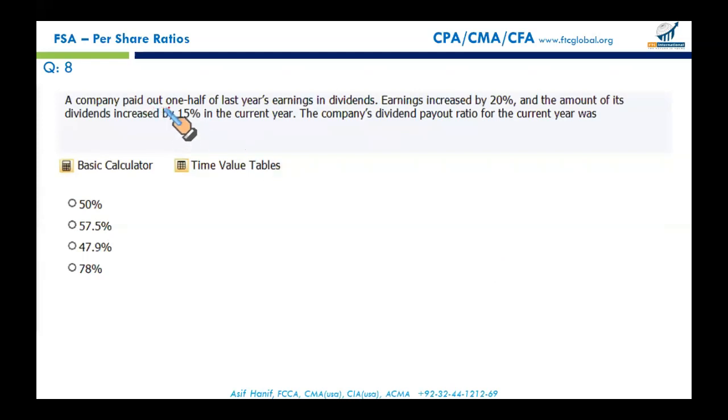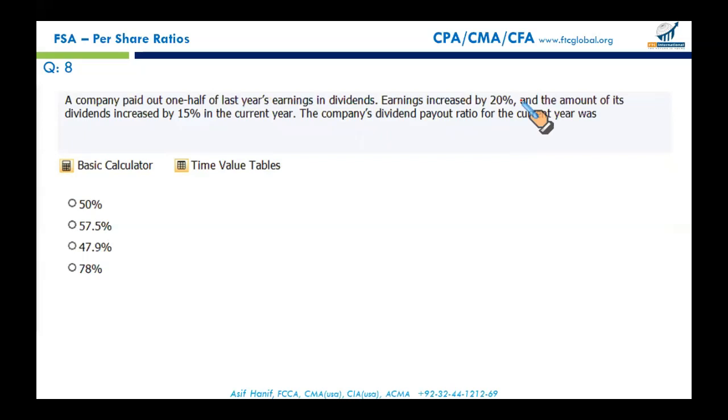A company paid out 1/2 of the last year's earnings. A wonderful question indeed. Please focus. You have no dollar-based number here. How will you solve a question where you are given no dollar-based number? See, a company paid out 1/2 of last year's earnings as dividends. Earning increased by 20% and the amount of its dividend increased by 15%. If this is so, what is the dividend payout ratio? You basically have nothing. So I suggest whenever you are given information in percentages, assume any number you want.